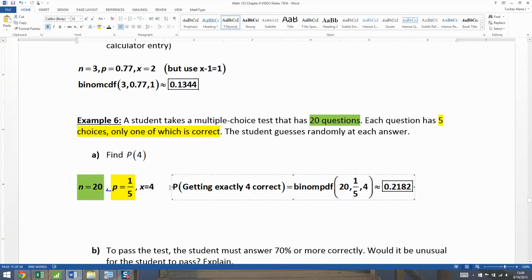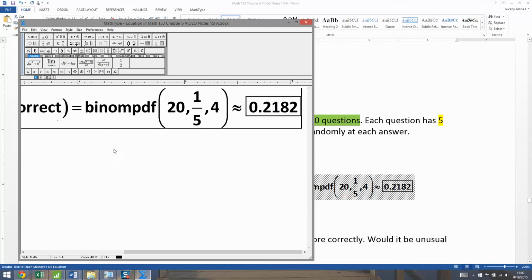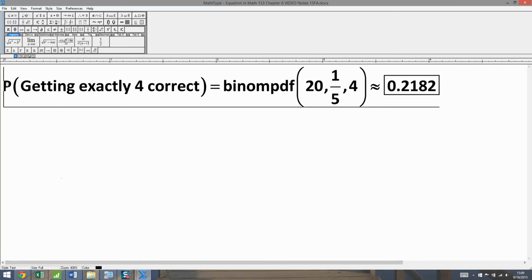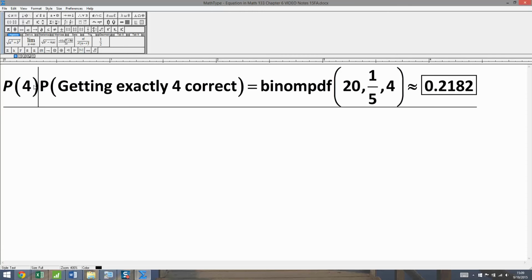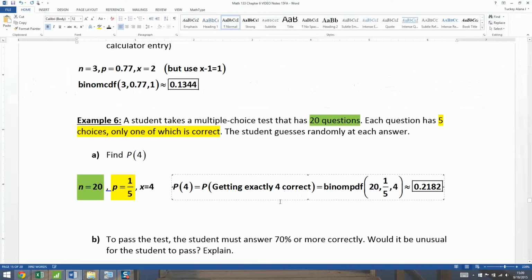And actually, I just typed up what that meant. So it's the probability of getting exactly 4 right. That's what P of 4 means. So when you see P parentheses 4, it means what's the chances of 4 successes. And there we have it. And that's 0.2182. So not great. And that's only 4 correct.